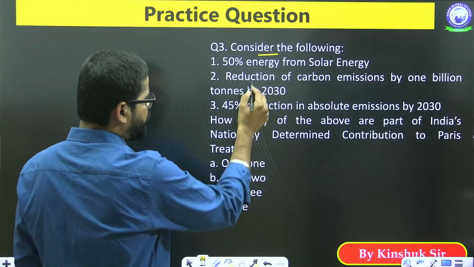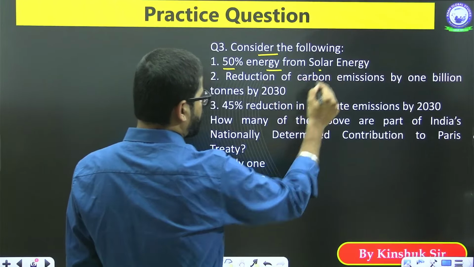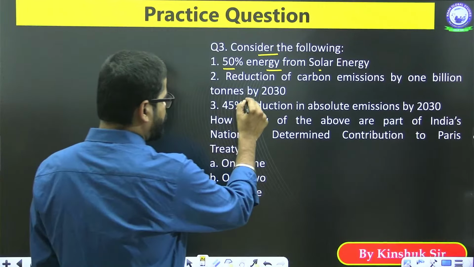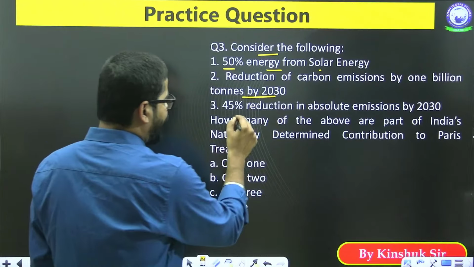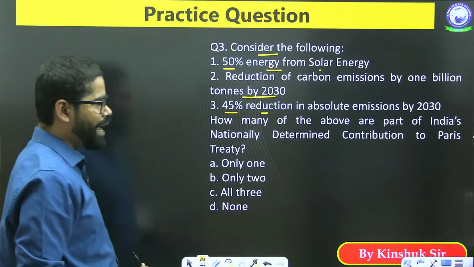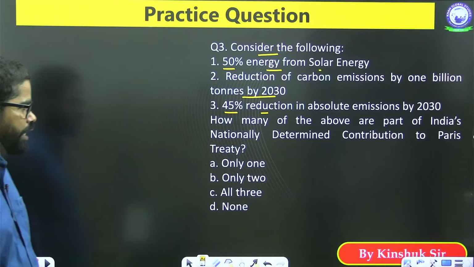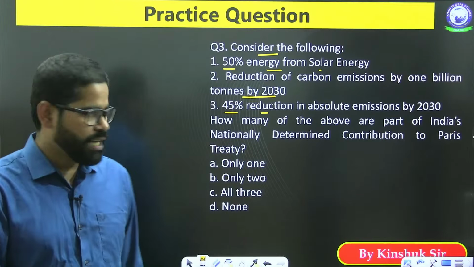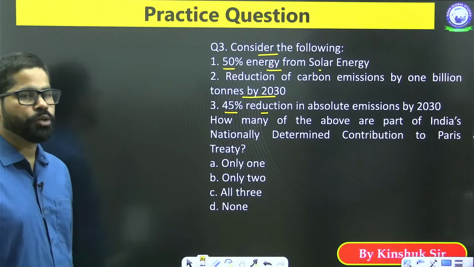Third question. Consider the following: 50% energy from solar energy, reduction of carbon emission by 1 billion ton by 2030, and 45% reduction in absolute emission by 2030. How many of them are part of the nationally determined contribution to the Paris Treaty?